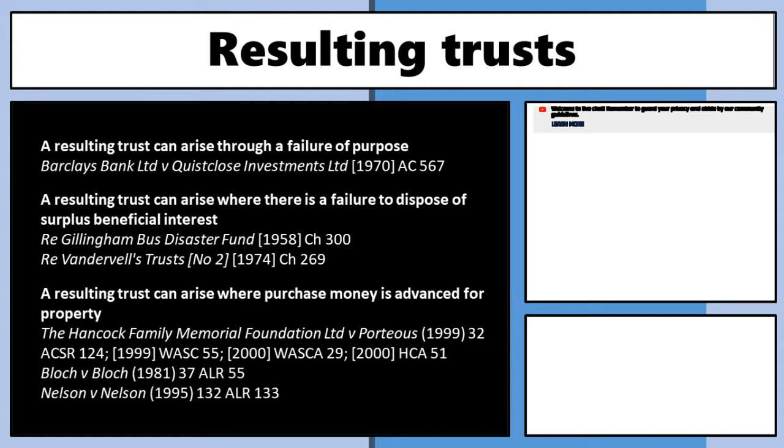Okay, and that's the starting point for this particular case. But the big case on resulting trust in terms of beneficial interest is this guy, Mr. Vanderbilt. There's a series of these cases, three or four, and they involve Mr. Vanderbilt. This is, I think it says number two, but I think it's actually the third one, because it went on appeal. And so we're going to have to talk about Mr. Vanderbilt's case in a little bit more depth in terms of the facts, because there's a fair amount to it.